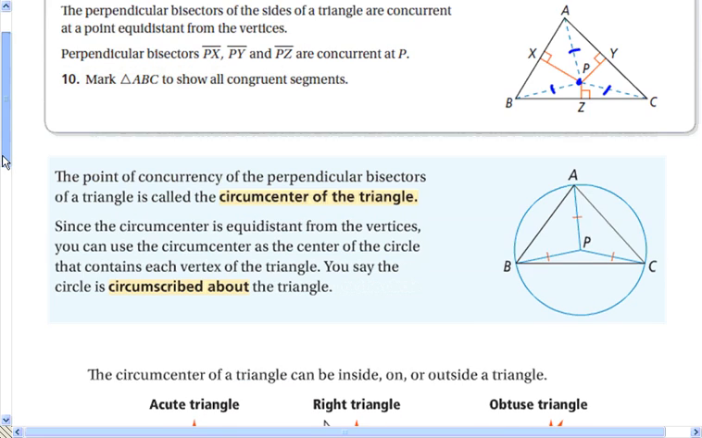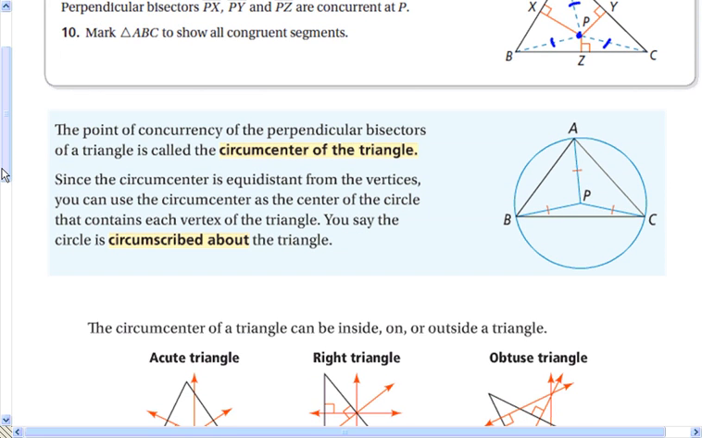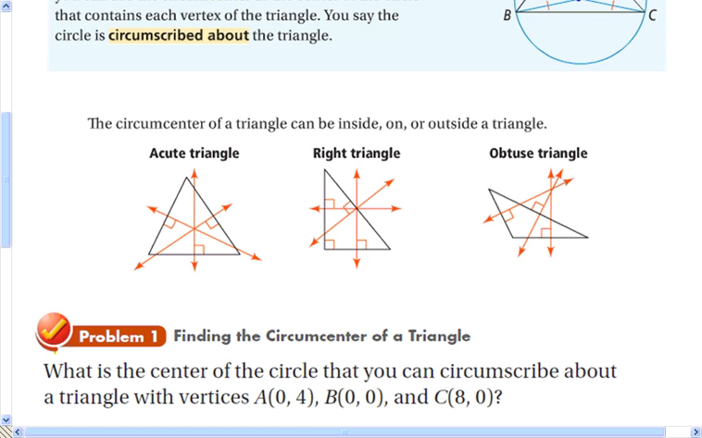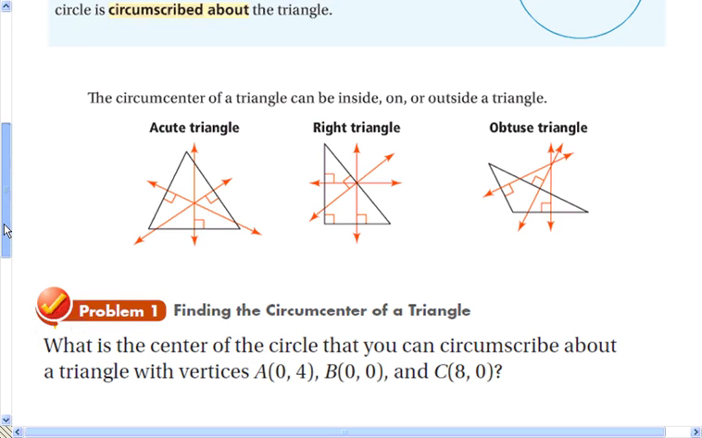Okay, and that point of concurrency of the perpendicular bisectors is called the circumcenter. The reason it's called the circumcenter is because if we take that point and use the distance to one of the vertices and draw a circle, it perfectly circumscribes the triangle. All right. So the circumcenter of a triangle can be inside, on, or outside of a triangle, depending on what kind of triangle it is. We'll find out more about that.